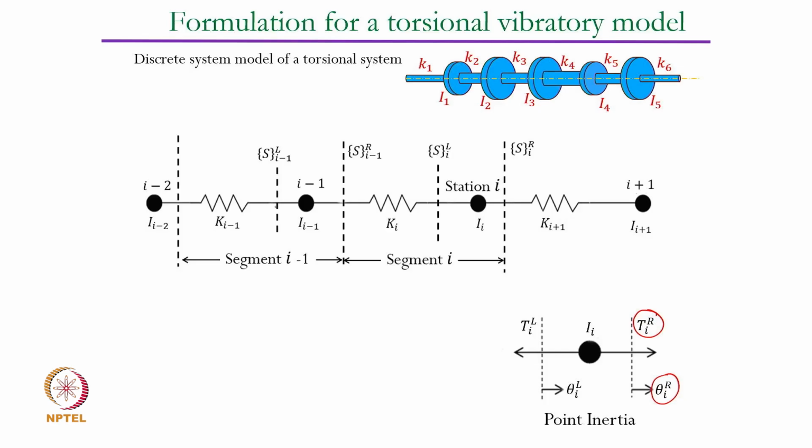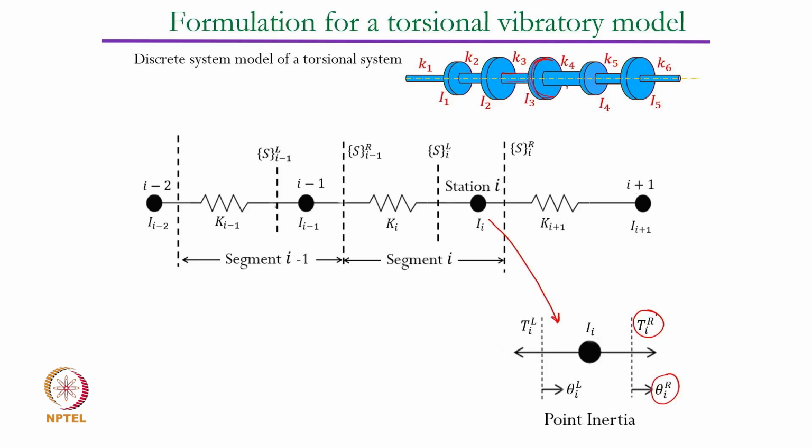So if I take the ith segment's inertia, which is going to be assumed as a point inertia, in the sense that it has only the mass moment of inertia about the axis of the segment. What we are basically doing is, if the disk is included, you may ignore the inertia of the shaft and only consider the inertia of the disk which is mounted.